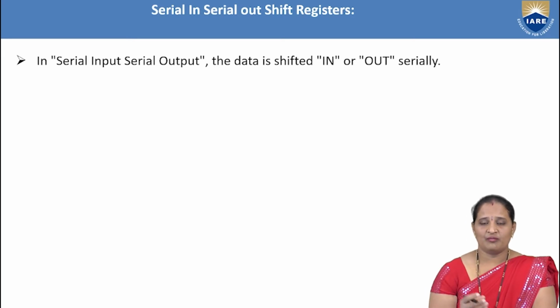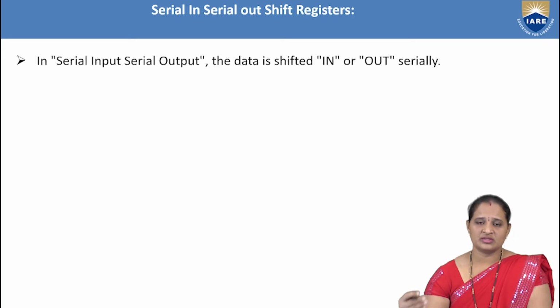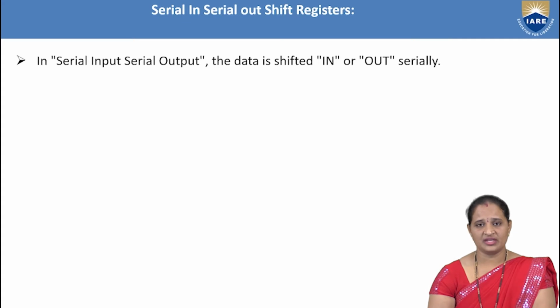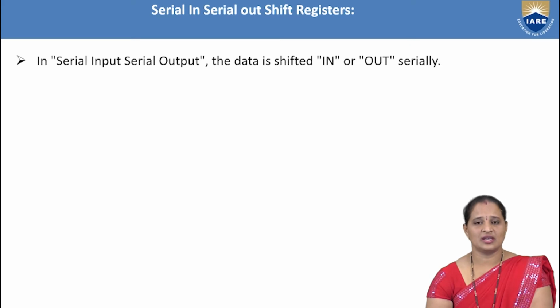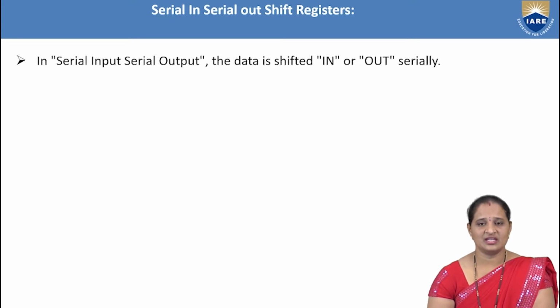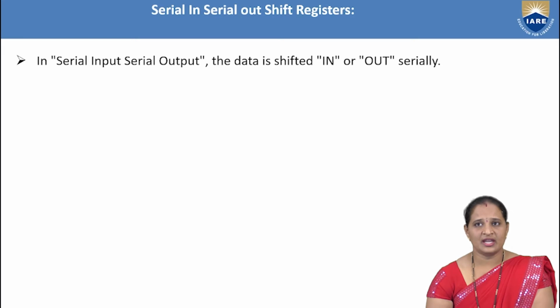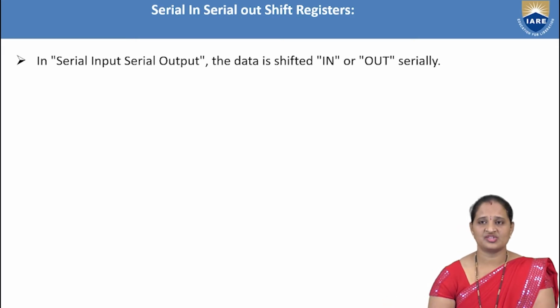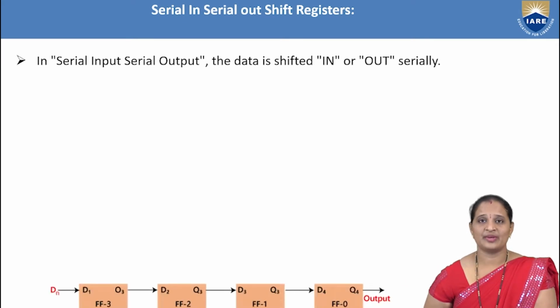Once the data is stored, we can also read the data from the register, right? Whenever you are reading the data from the register, if it is done again in serial manner, that is bit by bit, then it is called serial out. That means in a serial in, serial out register, the data is shifted in or loaded into the register in serial fashion, and also data is read from the register in serial fashion, bit by bit.